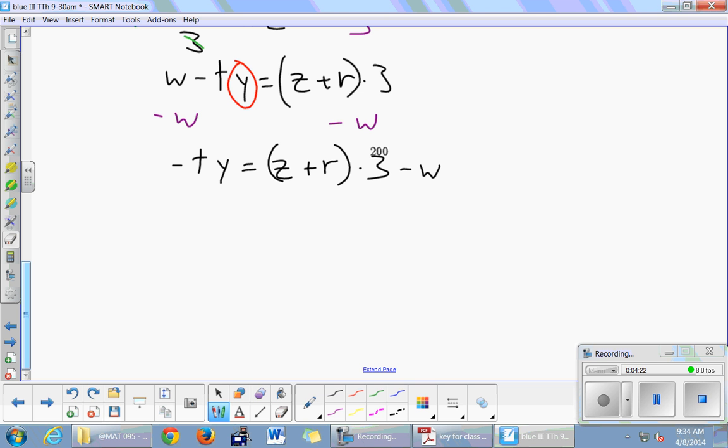Okay, and then one last time, circling the y. The only thing nearby is that minus t. How do I move it? Do I add t to both sides? We divide, because right now it's a t times. So we divide both sides by minus t. And basically we just have to copy the answer. Y equals that whole mess on the right-hand side.